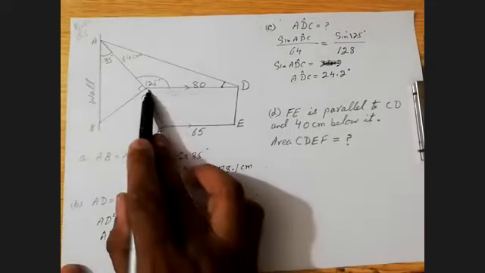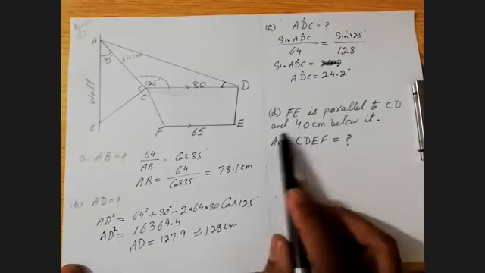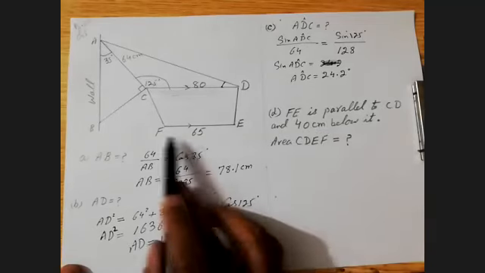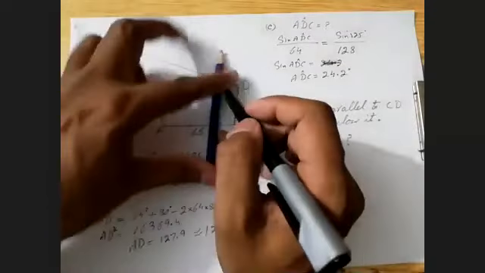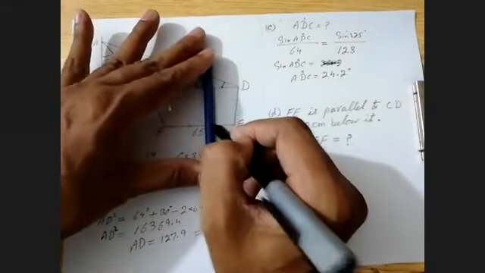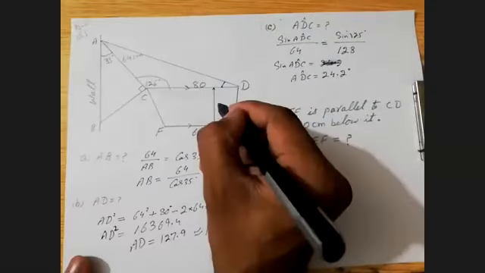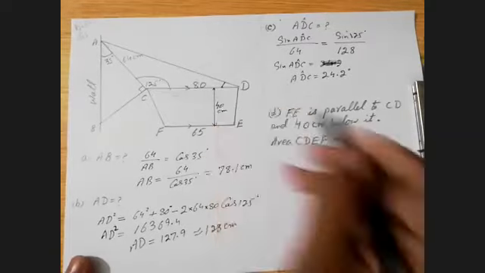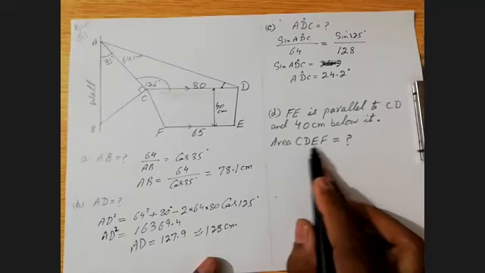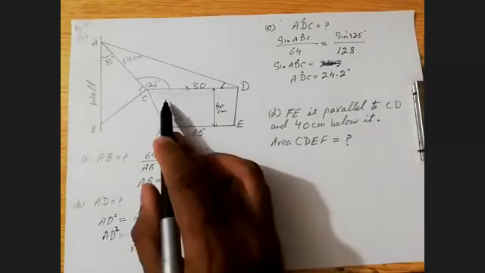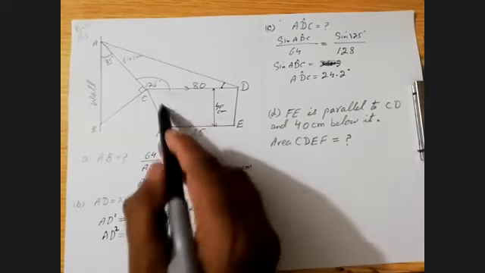Well, now FE is parallel to CD and 40 centimeters below it. It means the vertical height between these two parallel sides is 40 centimeters. We have to find the area of CDEF. This shaded area is required to be found.